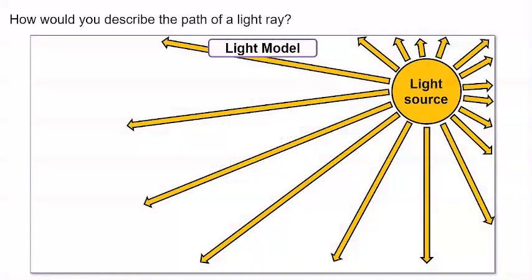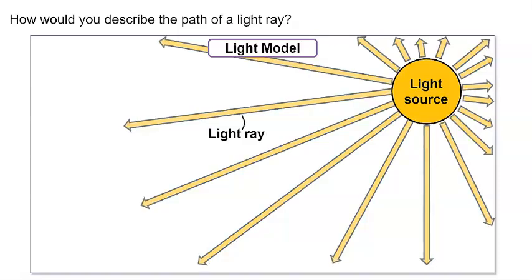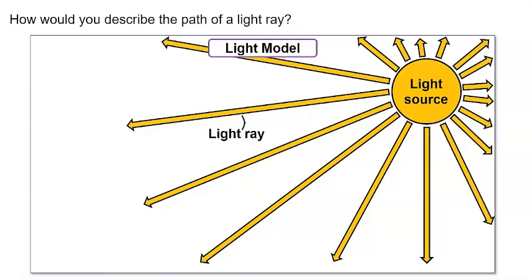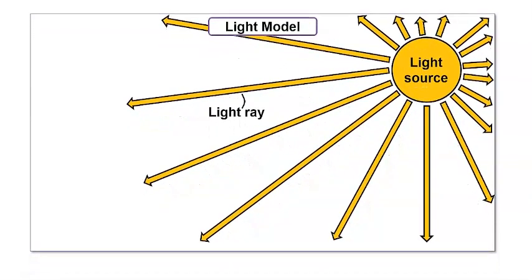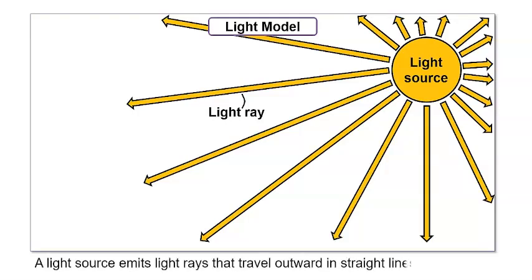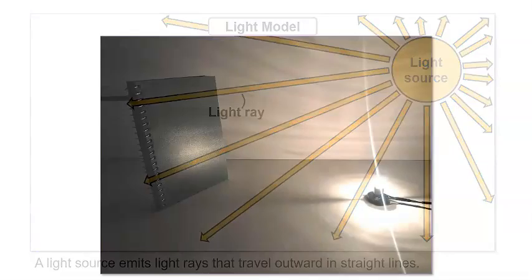How would you describe the path of a light ray? Did you say that a light ray travels in a straight line from a light source? I agree. Light rays travel in straight lines from a light source. Let's add this information to our light model. We can write, a light source emits light rays that travel outward in straight lines. Great.